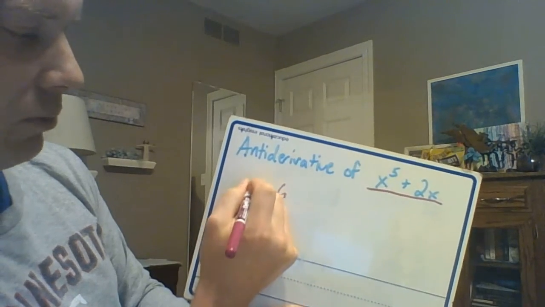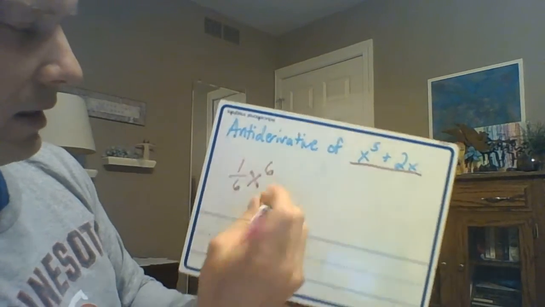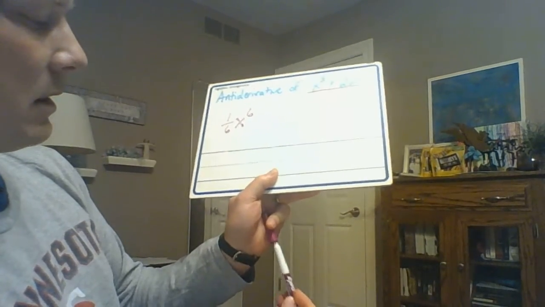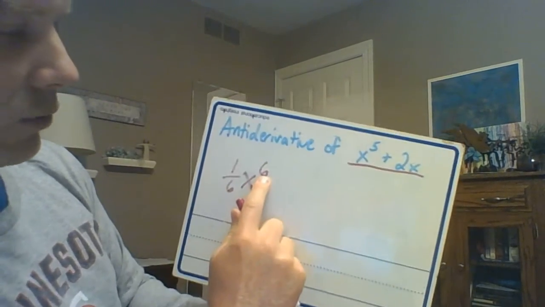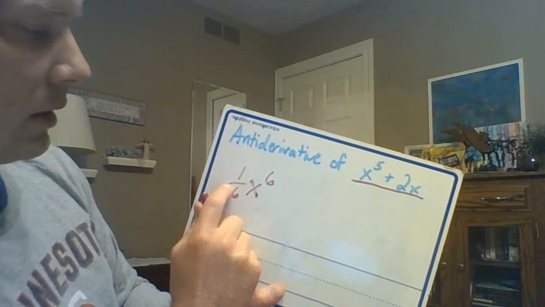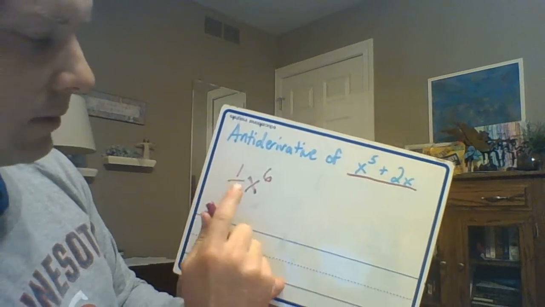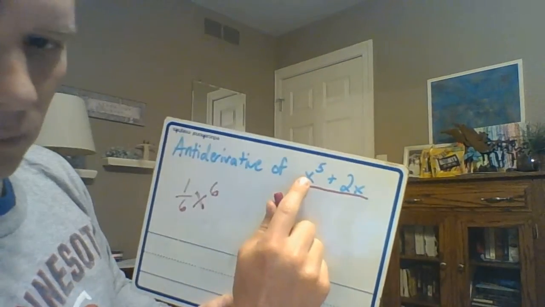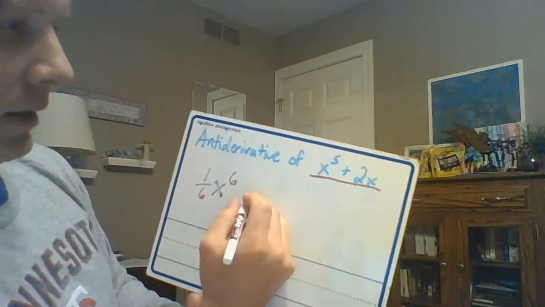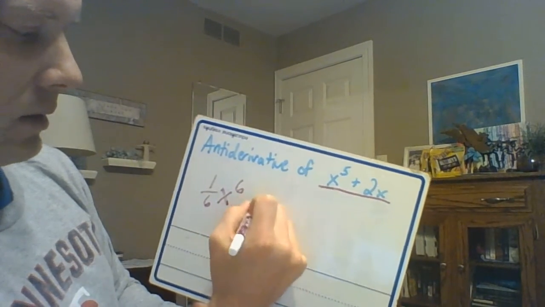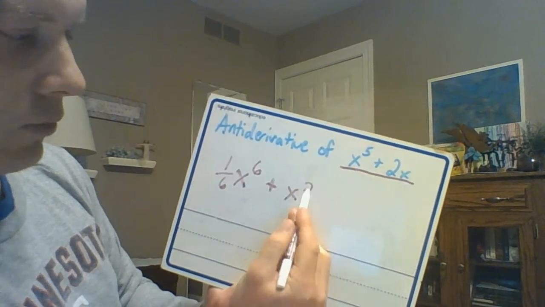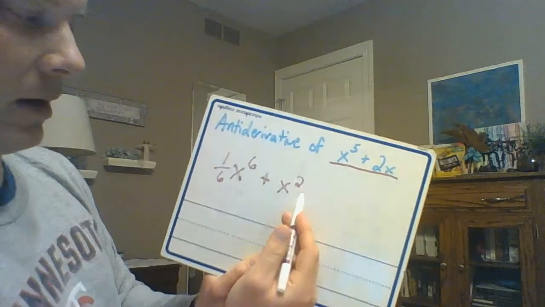Well, if we put a 1/6 in front of that, 1/6 times x to the sixth, if we were to do the derivative, we bring the 6 down, multiply that by the coefficient. So 6 times 1/6 is 1, x to the fifth, right? So this is the antiderivative of the first term. The antiderivative of 2x is going to be x squared. And when we do the derivative, the 2 comes down, and then it works out.